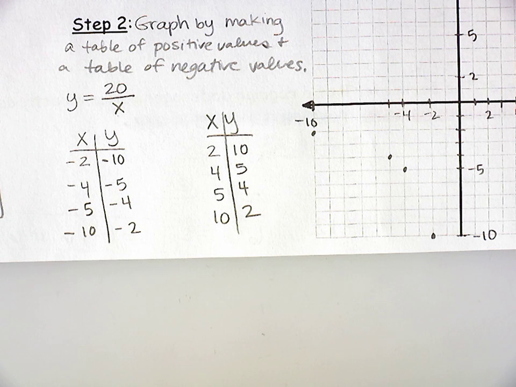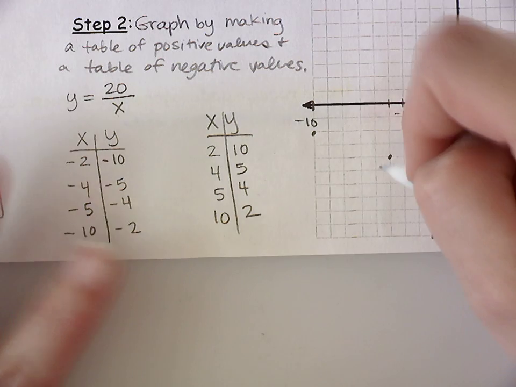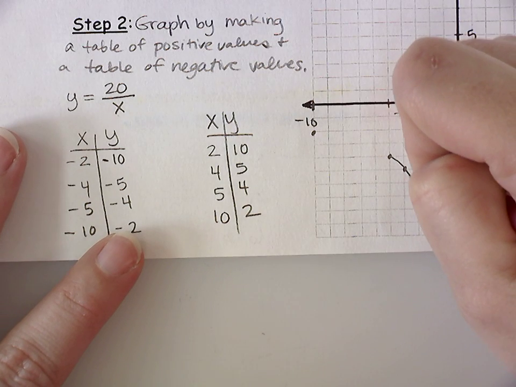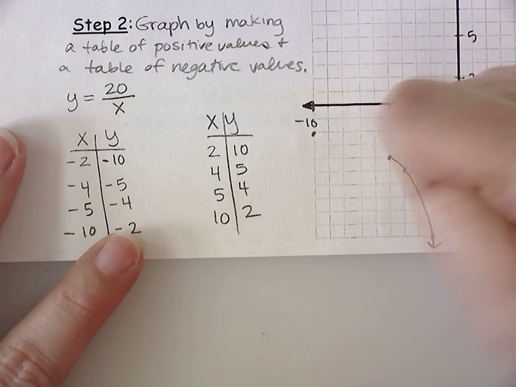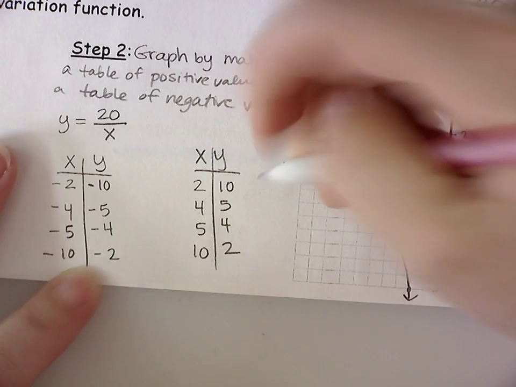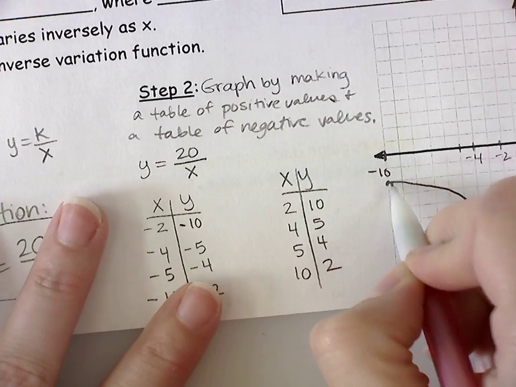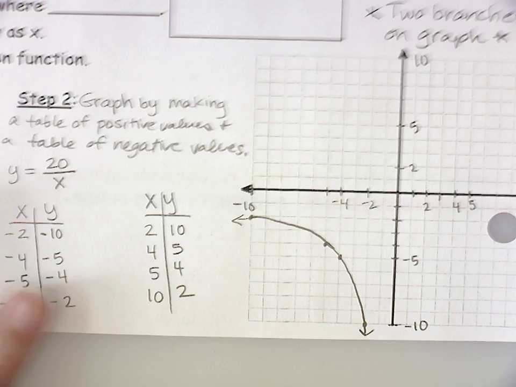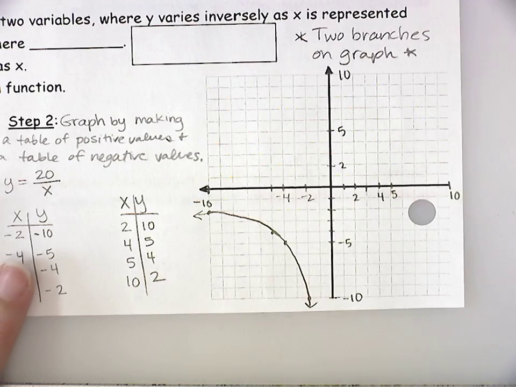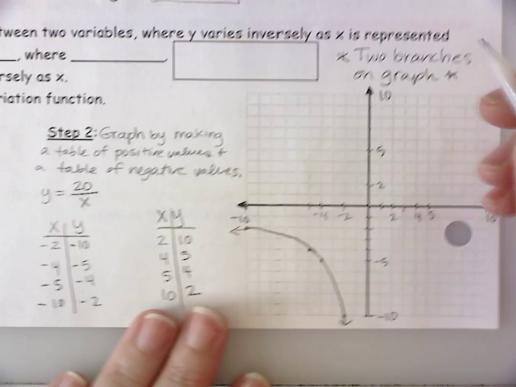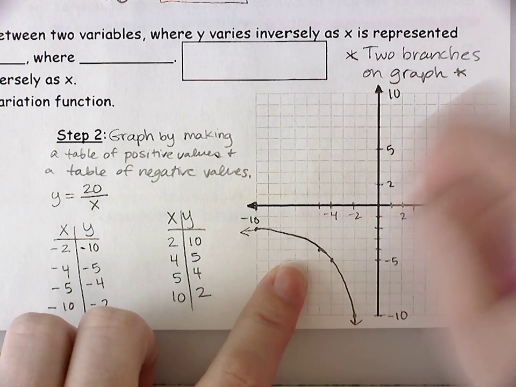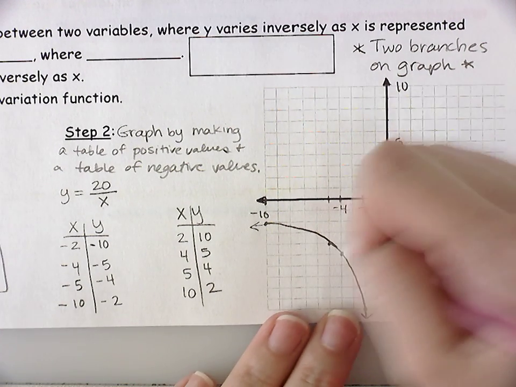Oh, good. Some of you guys already did it right. Okay, so I'm going to show you how we're going to connect them. So first I'm just going to do this branch. All right, and then I'm also going to connect it through this. And those are going to continue in that motion. Now, you'll notice on this graph that the branches are in quadrants that are directly across from each other. That will always happen.